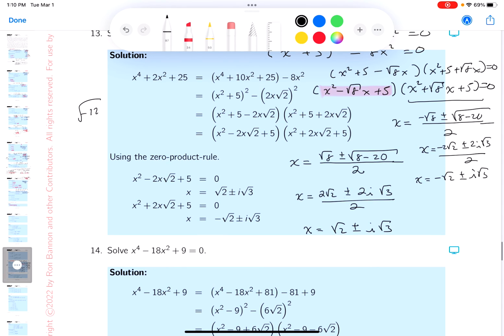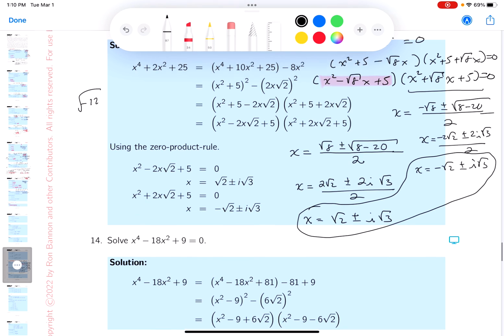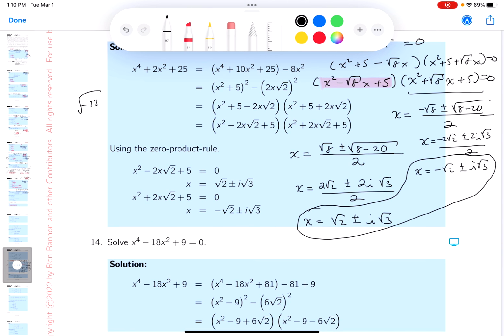Again, it's a fourth degree polynomial. I'm expecting to come up with 4 separate solutions, and I have them. Furthermore, it's a real coefficient polynomial, and I expect my complex numbers to occur in conjugate pairs, and I clearly see that. All right? So let's get the answer and see if we got it right.